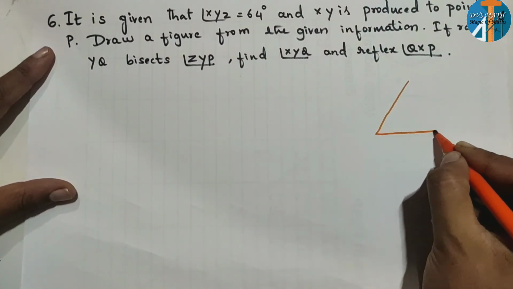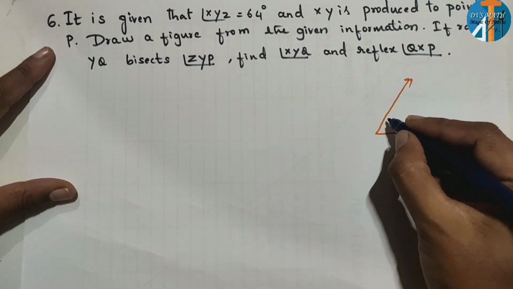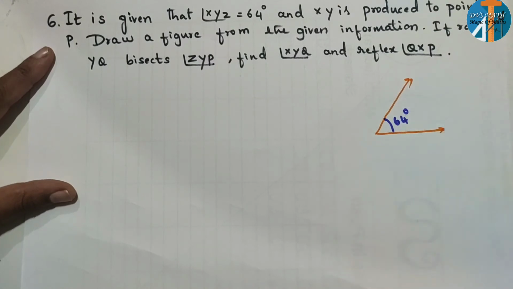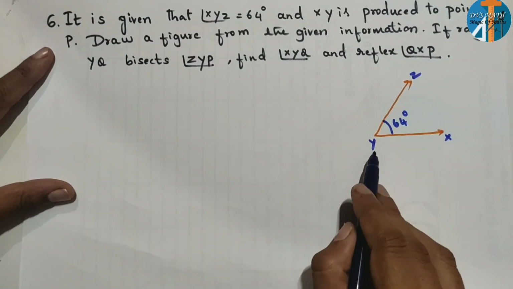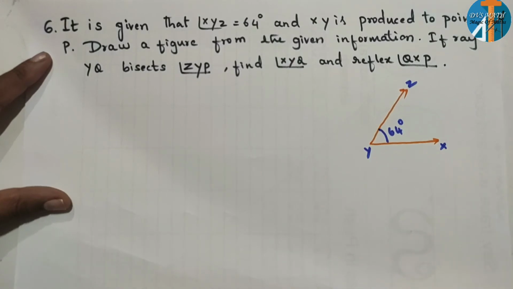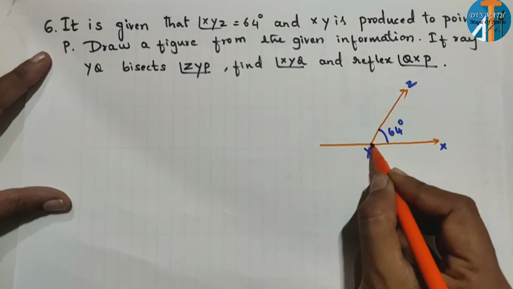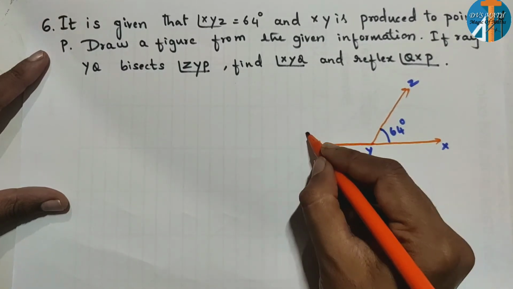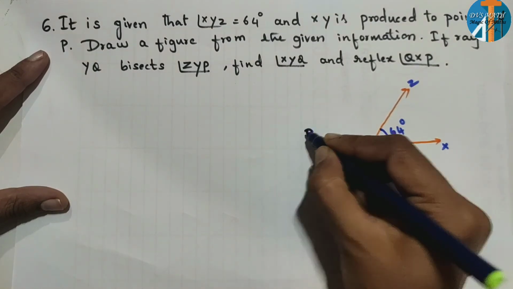So if I consider it like this, this is 64 degree. So this is X, Y, Z. I took Y because the middle angle is Y, right? So at Y it has to be 64 degree. Then what they are saying: XY is produced to a point P. Produce means it is continued. So where? Till point P. So it has continued to point P.